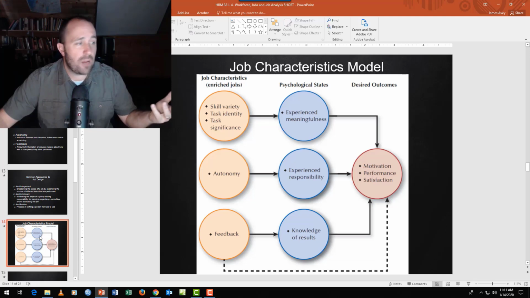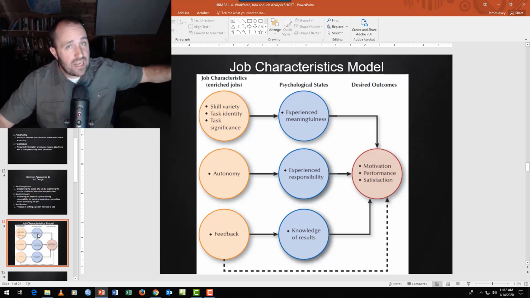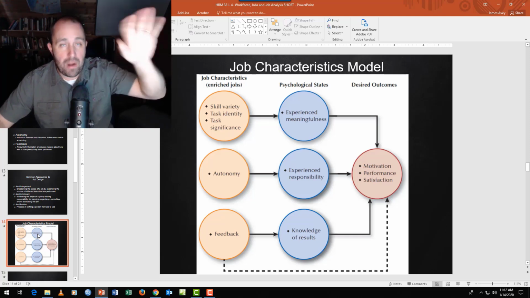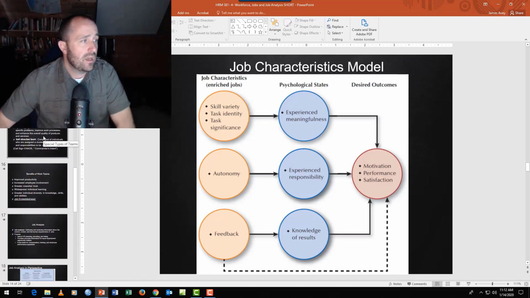So in sum, that's the job characteristics model. It's a pretty simple concept, and everybody knows it, and it has very practical implementation strategies for managers, especially when dealing with outdated jobs or brand new jobs. That's where this really comes in handy. All right.